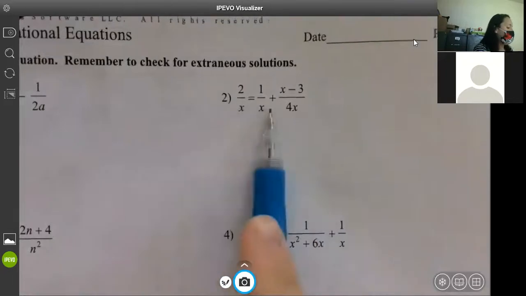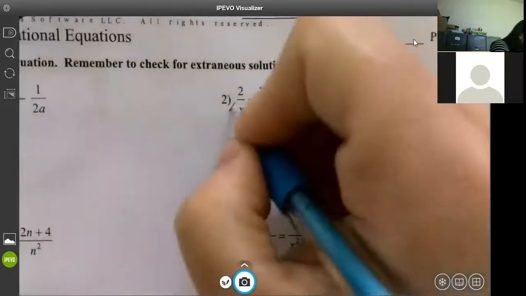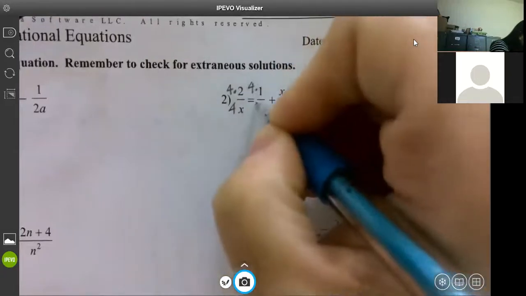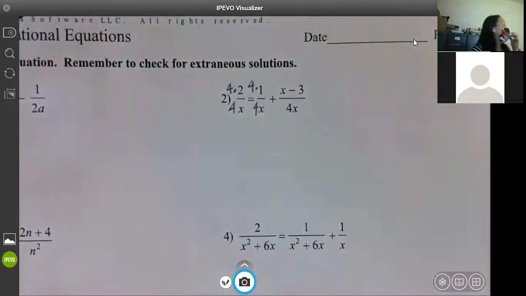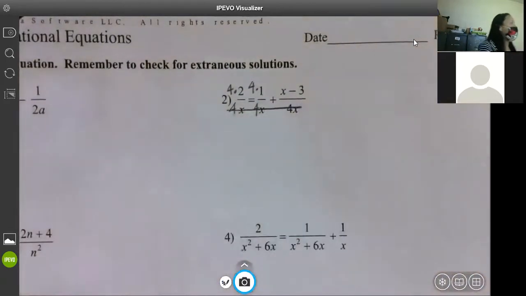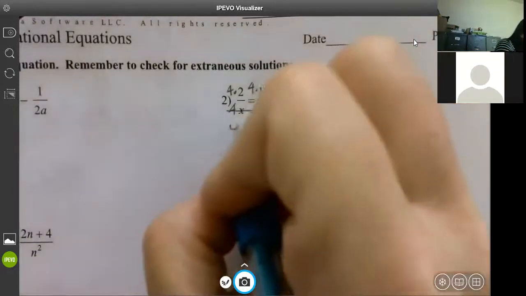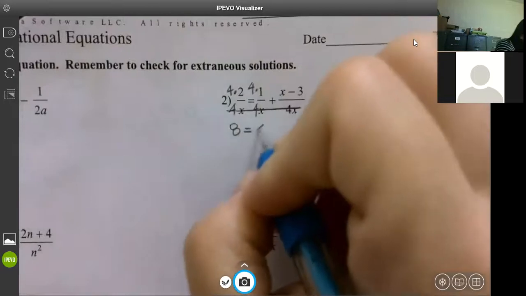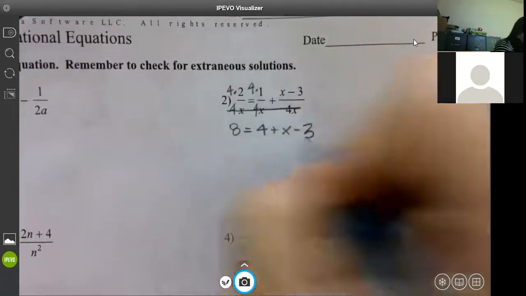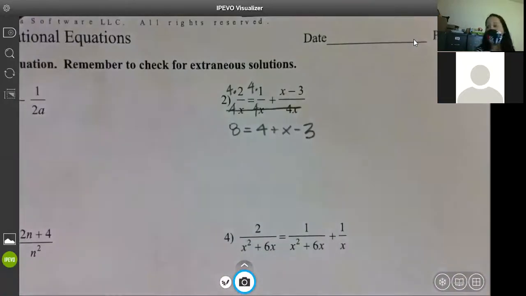What do these two need? So I'm going to give them a 4 on the bottom and a 4 on the top. Now I have my common denominator. So once you have your common denominator, guys, you just mark it out. And you're solving the equation that's on the top. So the equation that we're going to solve is 4 times 2 is 8 equals 4 times 1 is 4 plus x minus 3. How do I solve this?